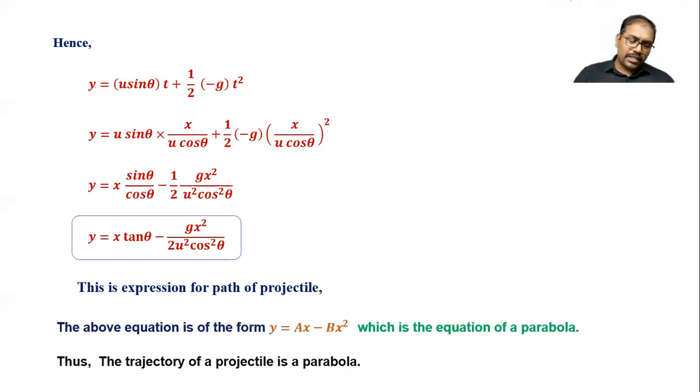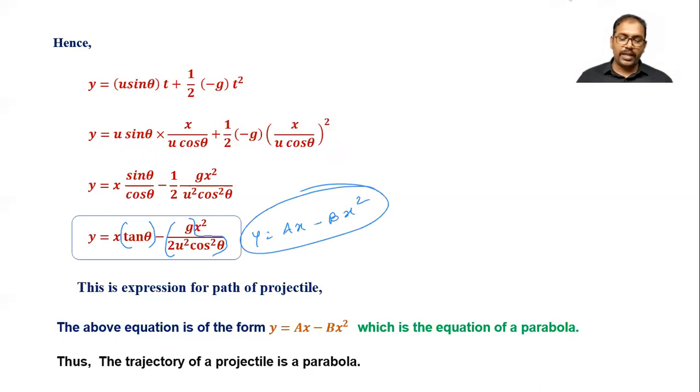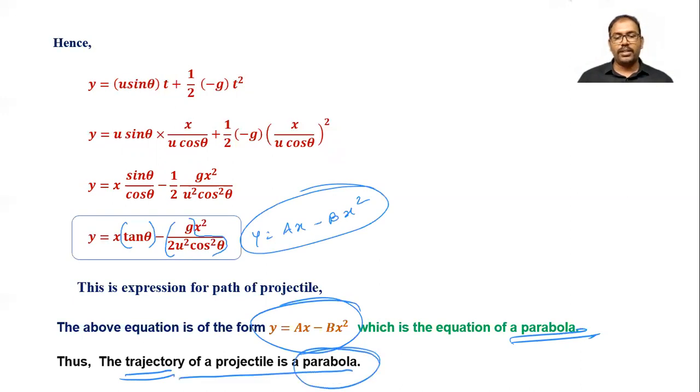Now here, if you see this equation, we can write this tan theta as a, and this term, g upon 2u square cos square theta, I can write as b. So y is equal to a x minus b x square, where a and b are constants. This equation is in the format of ax minus bx square, and this is the equation of a parabola. Therefore, we can conclude that the path of the projectile is a parabolic path. Our path we can call a trajectory. The trajectory of a projectile is a parabolic path.